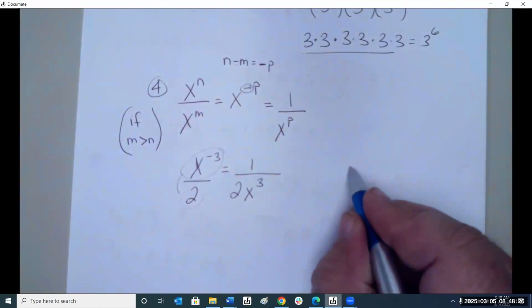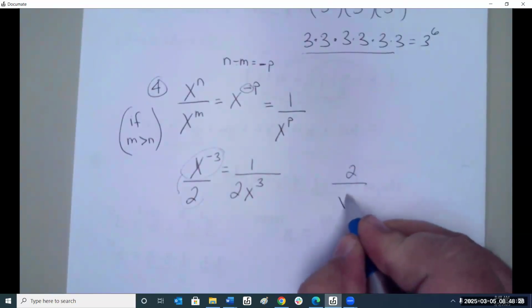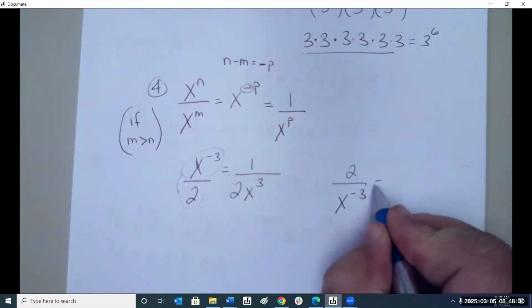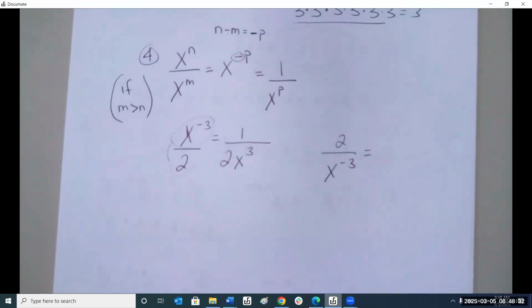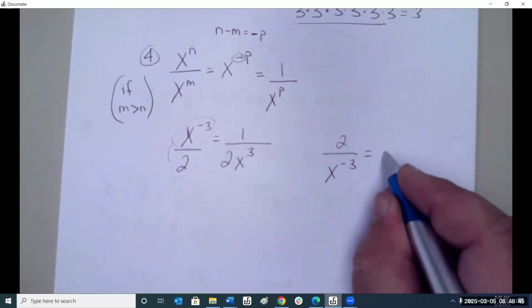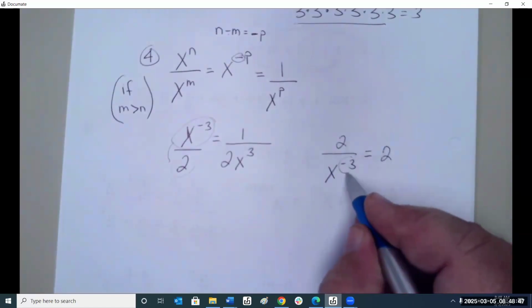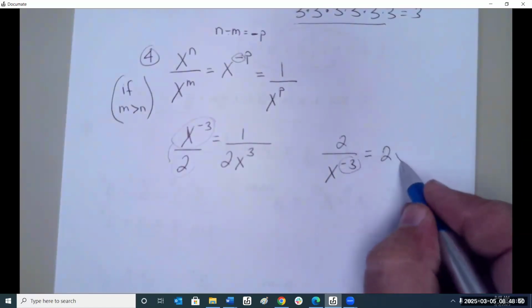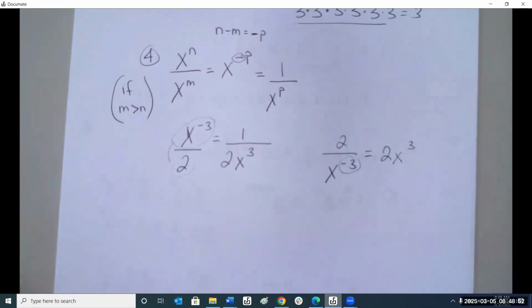What if we had this? Do we move the 2? No, it is what it is. It's on top. This one has a negative exponent, so it has to come on top and drop the negative.